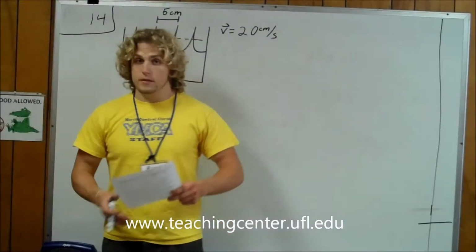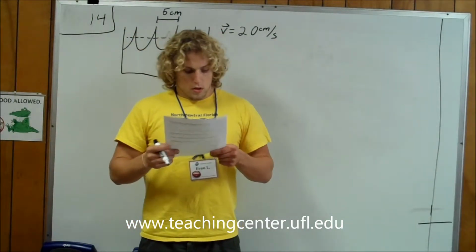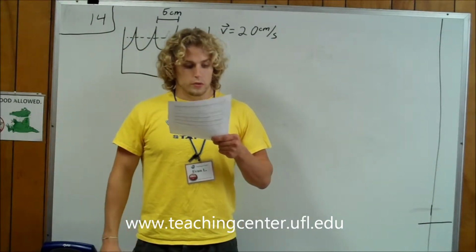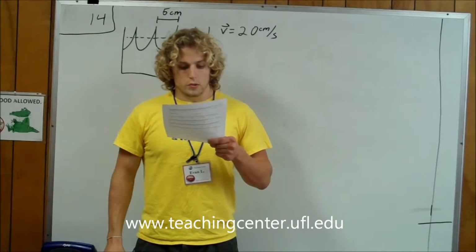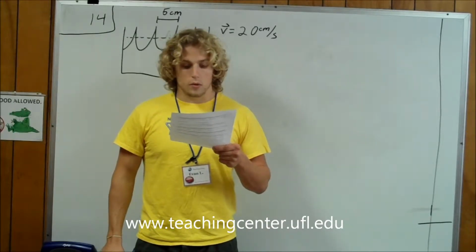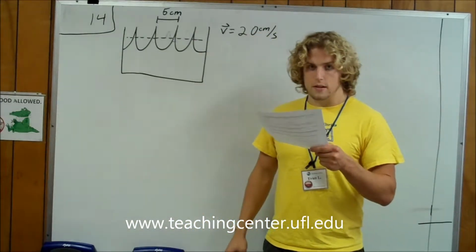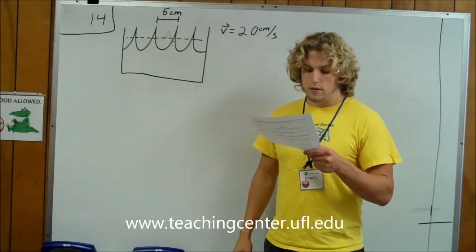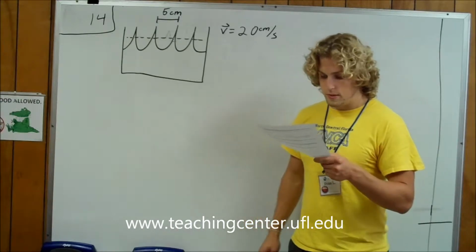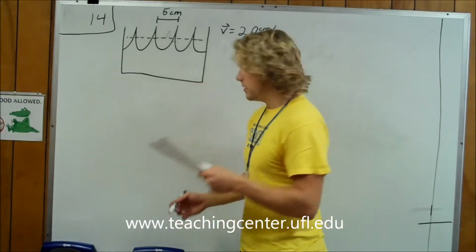This is number 14. Sinusoidal water waves are generated in a large ripple tank. The waves traveled at 20 centimeters per second, and their adjacent crests are 5 centimeters apart. The time required for each new whole cycle to be generated is what?